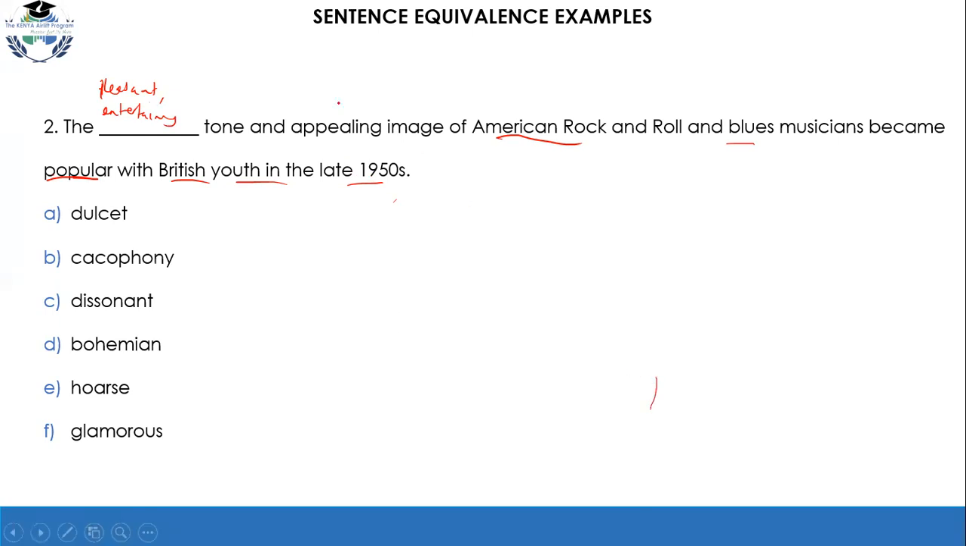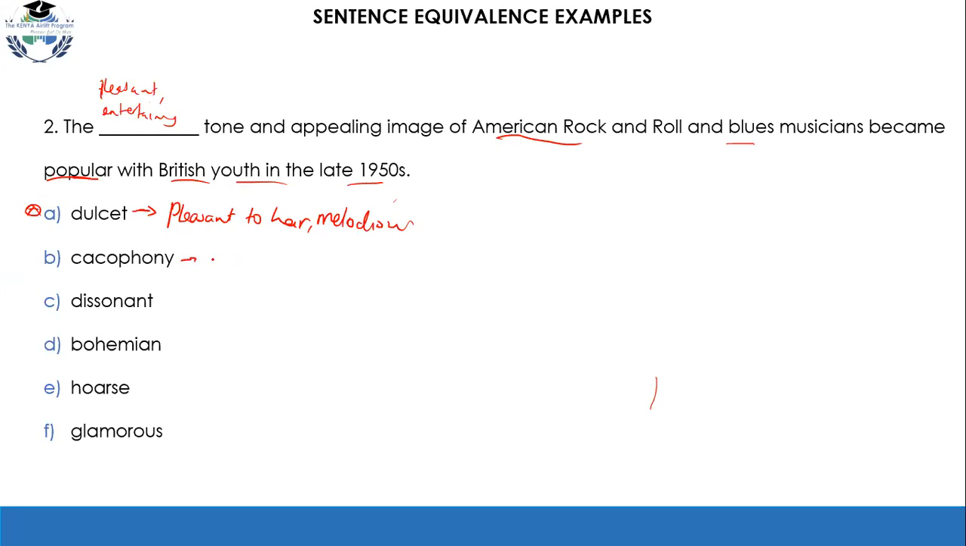So let's look at this, right? So the first answer is dulcet, right? Dulcet. B is cacophony. Then C is dissonant, and then bohemian. We have hoarse, and then we have glamorous. So this one here, dulcet, means pleasant to hear, or melodious. This is what dulcet means. So this could be an option.